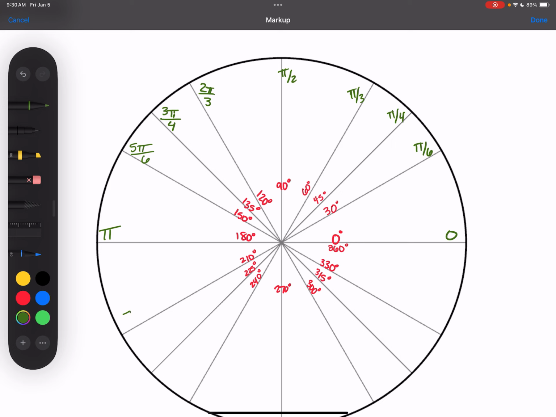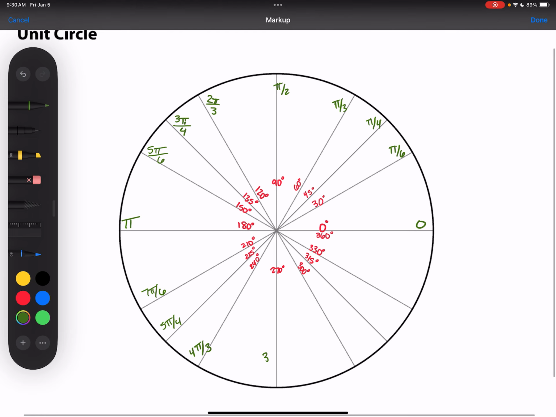Coming down, 7 pi over 6, 5 pi over 4, 4 pi over 3, 3 pi over 2, 5 pi over 3, 7 pi over 4, 11 pi over 6, and when we get all the way back around, it is 2 pi.